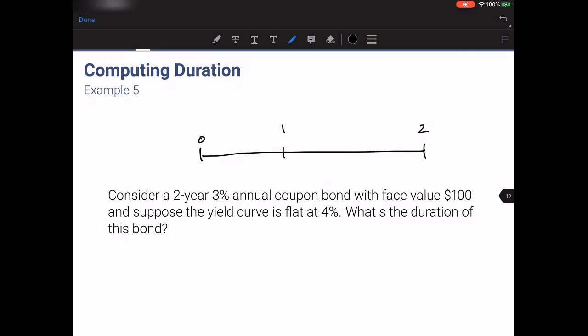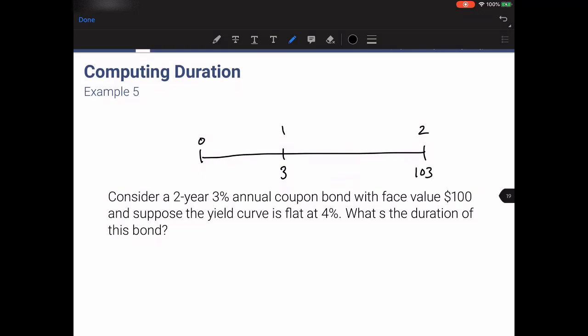Okay, and so we have a face value of $100. So with 3% annual coupons, that means the bond will pay $3 every year, okay, until the end of 2 years. So at time 0, we get nothing. At the end of time 1, we get $3. And at the end of 2 years, we get our face value back plus $3. So we will get $103 at the end of 2 years.